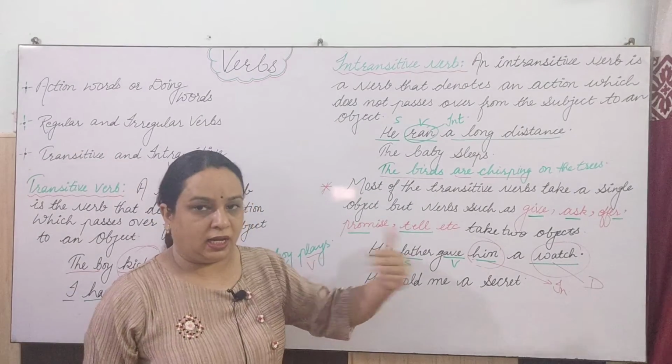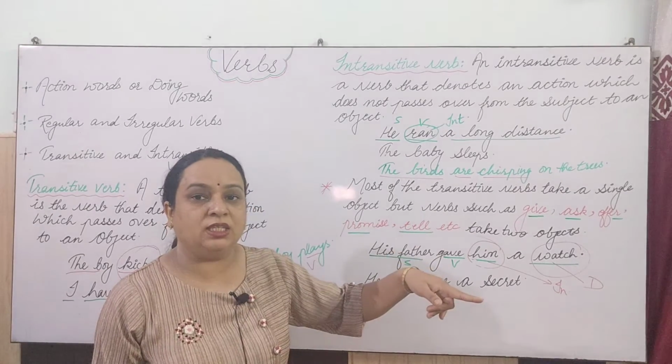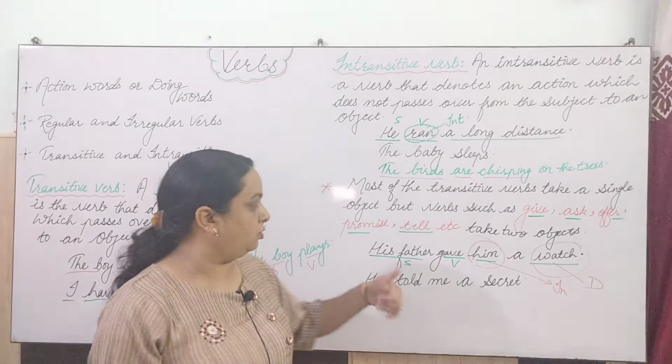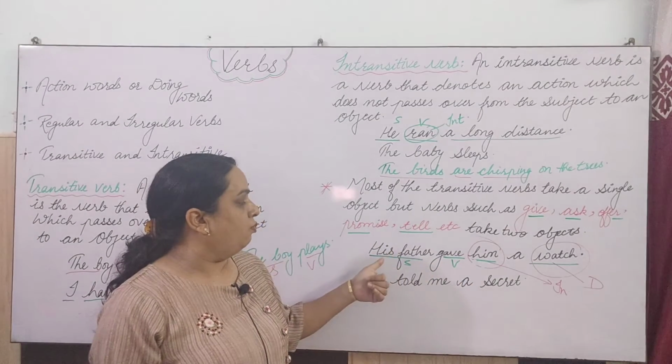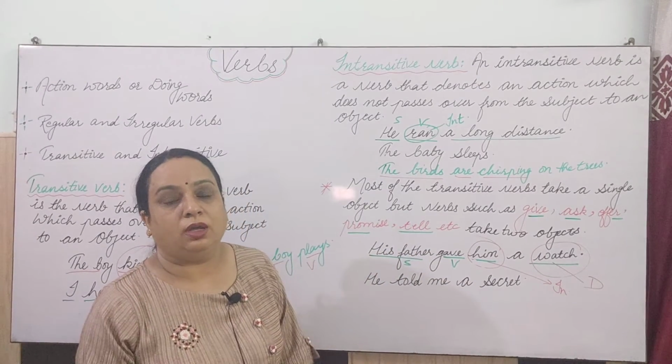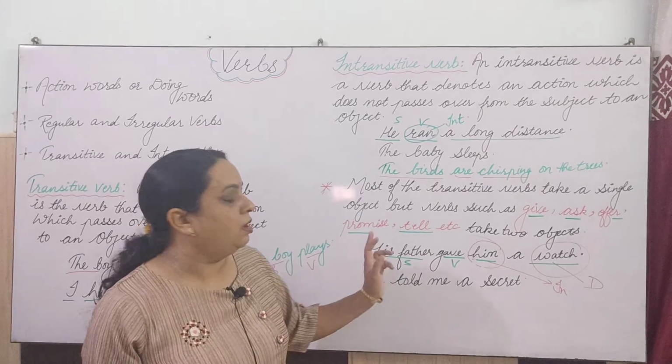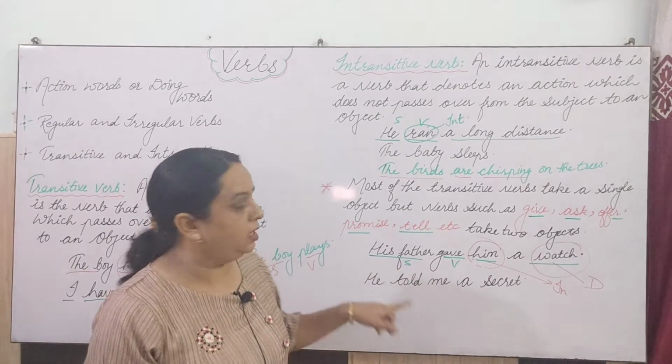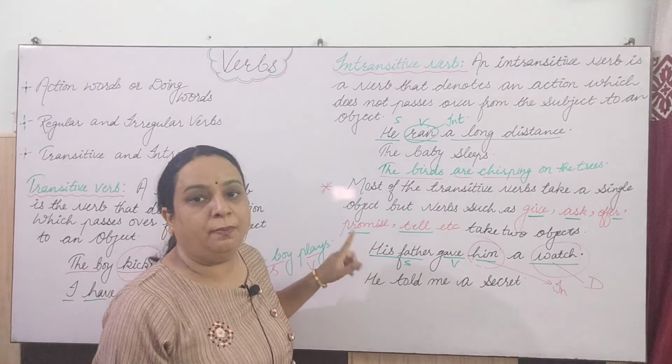So such types of verbs can take both kinds of objects. And can you change the sentence into passive form? Yes, of course. A watch was given to him by his father, right? So this is the change in passive voice.